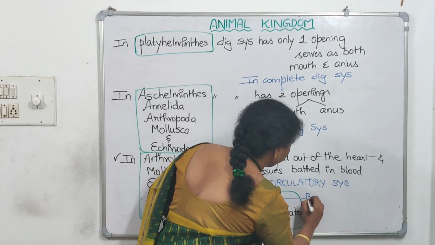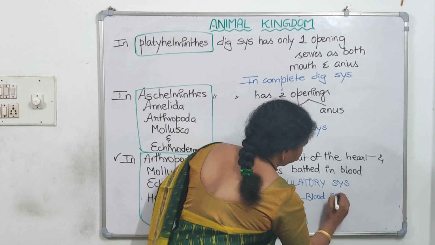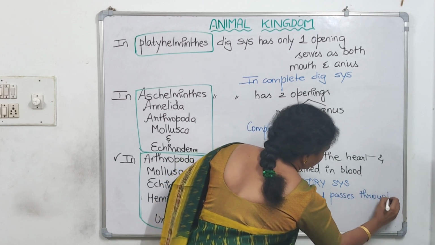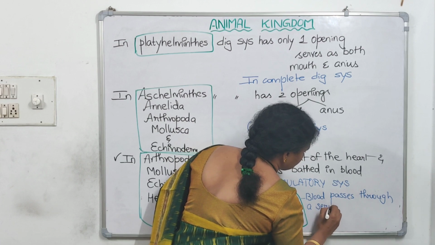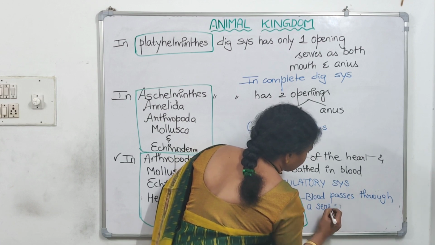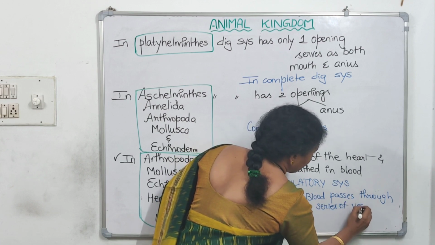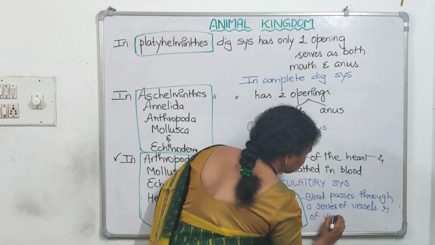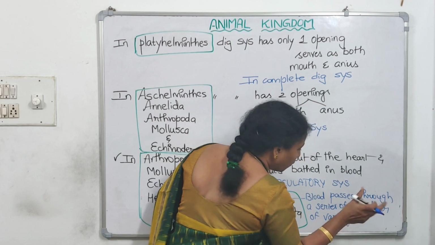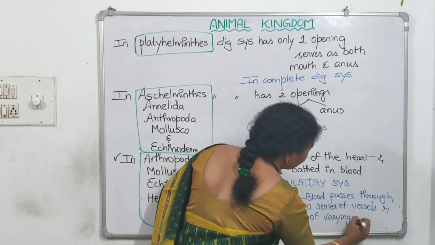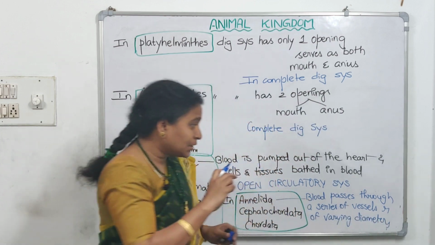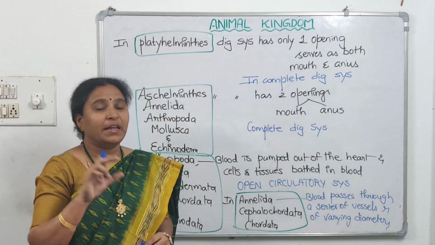In all these, the blood passes through a series of vessels. These vessels are of varying diameters. They are not uniform. Some are wider, some are narrow, right? The blood passes through a series of blood vessels of varying diameters.